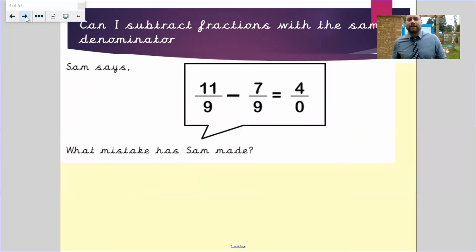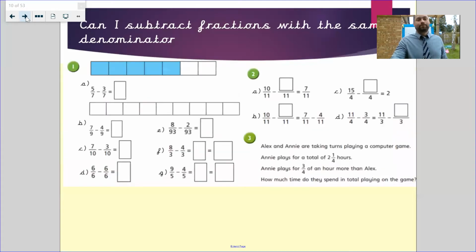We also see problems like this, where you have to use your reasoning skills. Sam says 11 over 9, take away 7 over 9 is 4 over 9. What mistake has Sam made here? Well, it's very clear. He's actually taken away the denominator as well. And by doing that, he's changed this fraction into 4 over nothing, and 4 over nothing is nothing. You've got no denominator, you've got no bar or shape or whatever to cut into. So by taking away the denominator, you're actually getting rid of the whole value. So that's why the denominator has to stay the same when you take away.